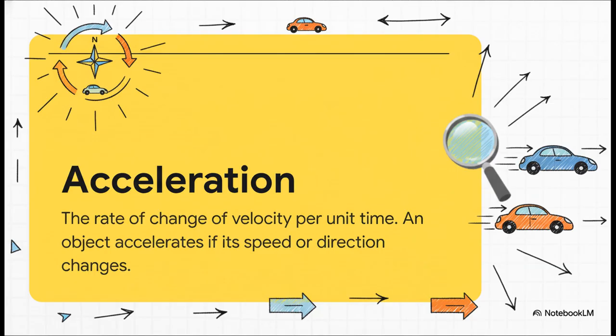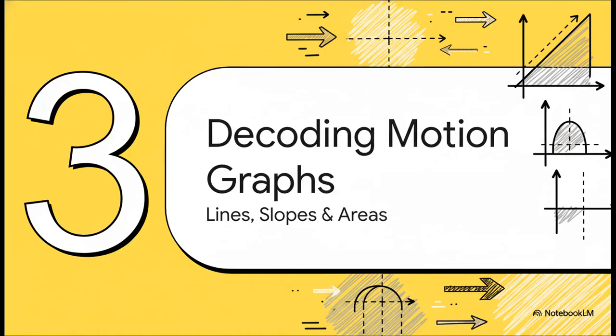Now here's a very important point that many students get confused about. Acceleration is not just about speeding up. You are accelerating if you are slowing down. We call that negative acceleration, or deceleration. And you are also accelerating if you just change your direction, even if your speed doesn't change at all. We will come back to this important idea a little later. Okay, let's now look at how we can show all this motion visually, using graphs.